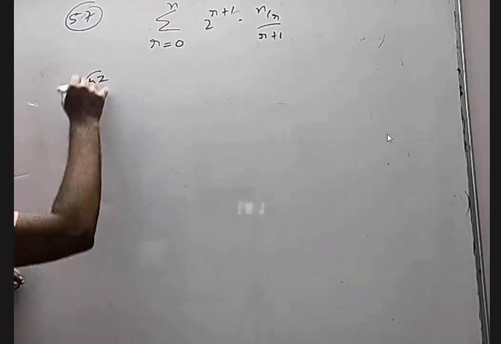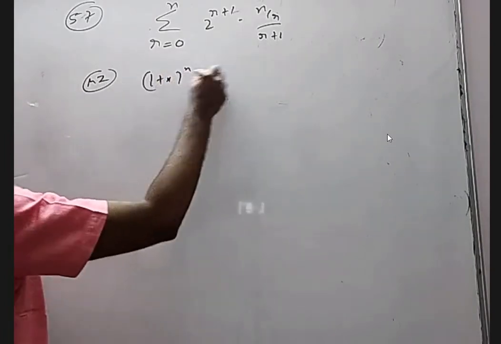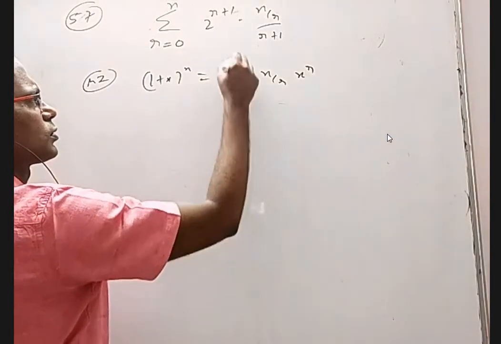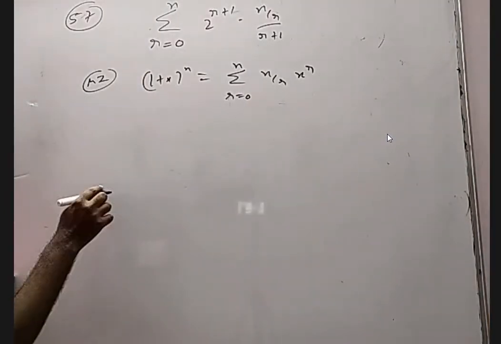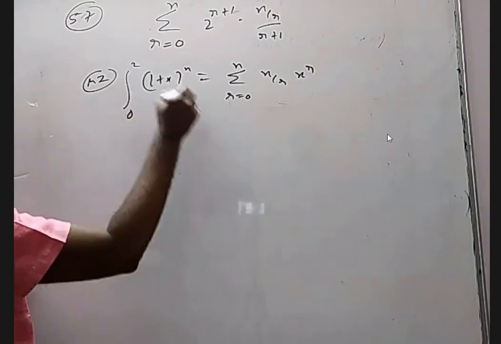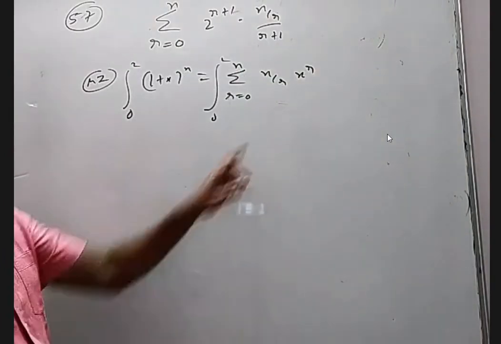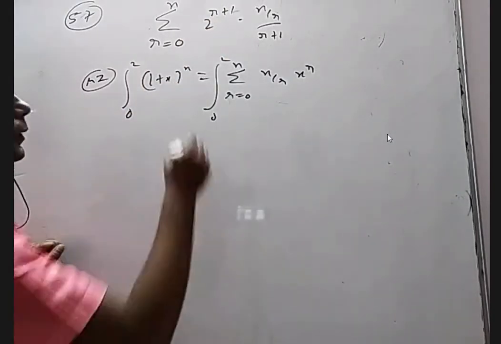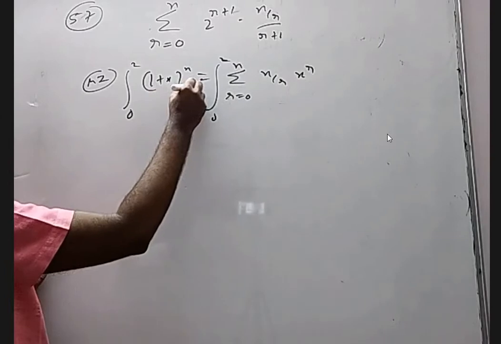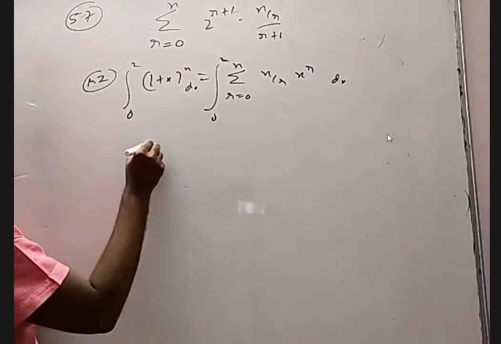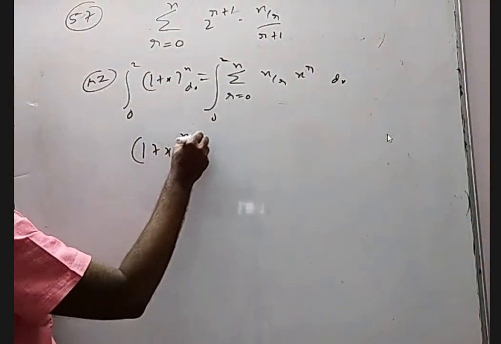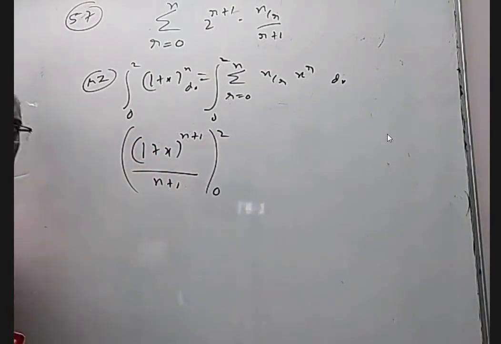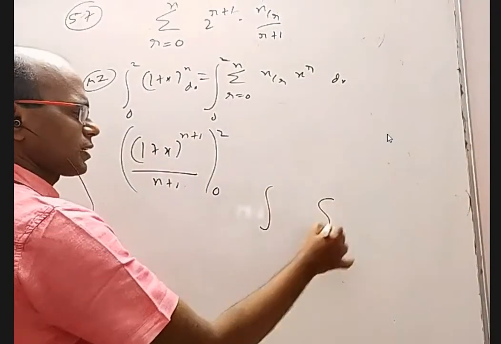So method 1: (1 plus x) whole power n is sigma NCr x power r, r equal to 0 to n. Integrate both sides from 0 to 2. Why is it 0 to 2? Because in the place of x I wanted 2. Earlier I was not wanting this, I was doing 0 to 1. What is this integral? For dx you have to write. (1 plus x) whole power n plus 1 by n plus 1, from 0 to 2.